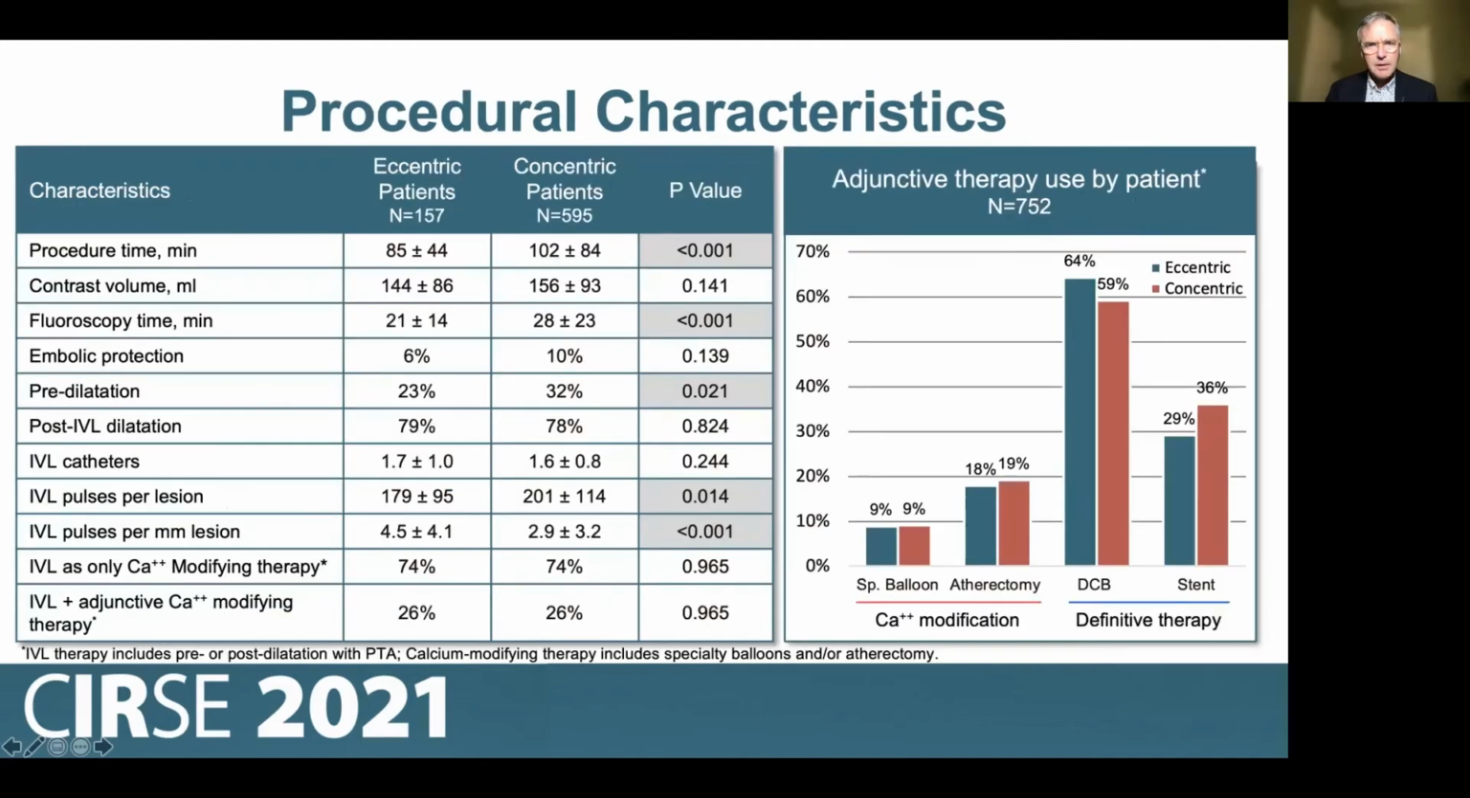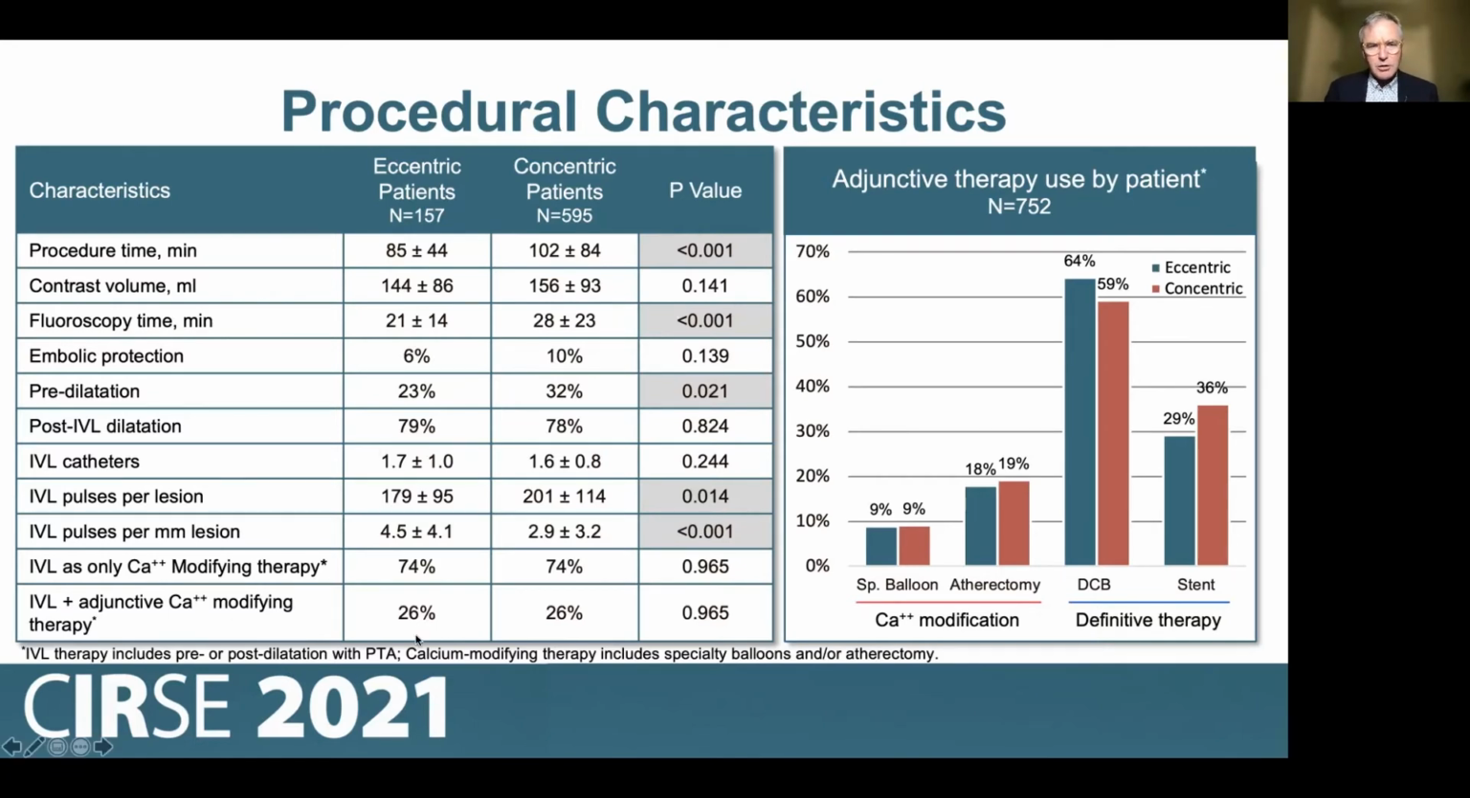If we have a look at the lesion location from the iliacs down to the tibials, again, well matched between the two groups. Now, if we have a look at some procedural characteristics, we can see that for concentric patients, the procedure time and the fluoroscopy time was longer, and that's a reflection of a longer lesion length. We can also see that the IVL pulses per lesion was more in the concentric patient group, again a reflection of lesion length, but importantly, the number of pulses per millimeter of lesion was significantly higher in the eccentric group, reinforcing that these eccentric lesions require more active treatment with intravascular lithotripsy.